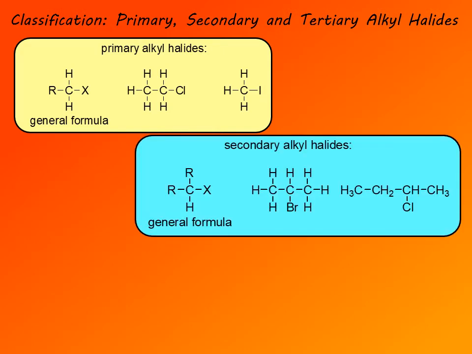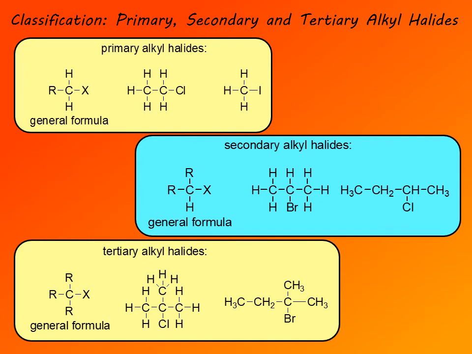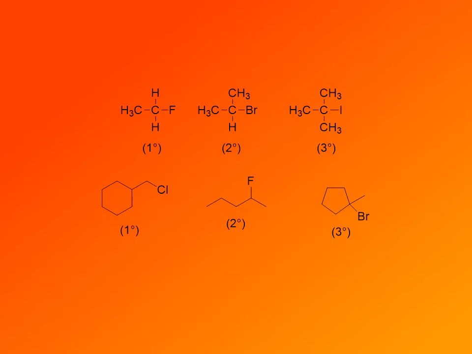Secondary alkyl halides have 2 carbons attached to the carbon atom that is attached to halogen atom. Note how we use general formula for halogen as X. And here are 2 examples of secondary alkyl halides. Finally, tertiary alkyl halide has 3 carbon atoms attached to carbon attached to halogen. And again, 2 examples. Here are some additional examples of primary, secondary, and tertiary alkyl halides.